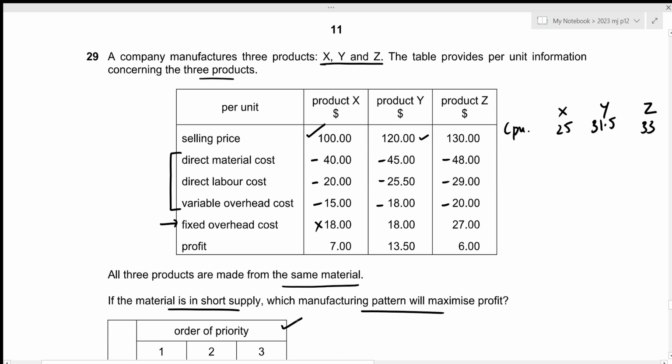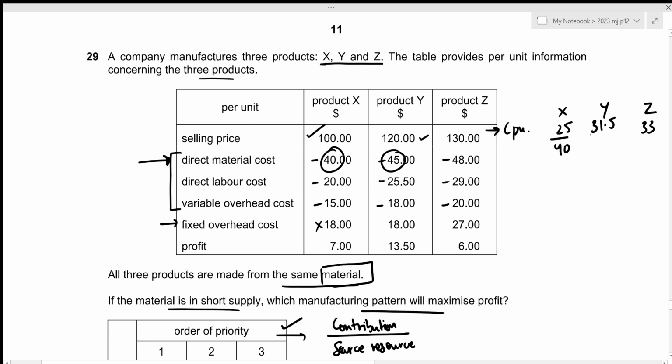And always remember that while figuring out our order of priority, we just need to divide the contribution by the scarce resource. And in this case, the scarce resource is our material. So we just need to divide these amount by the direct material cost. So that's divided by 40 for X, divided by 45 for Y, and divided by 48 for Z. Now this gives the value of 0.625 for X, the value of 0.7 for Y, and the value of 0.6875 for Z.